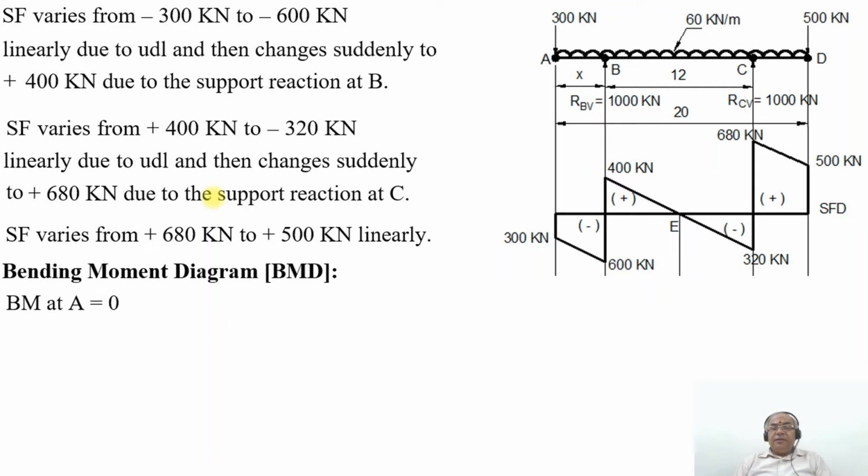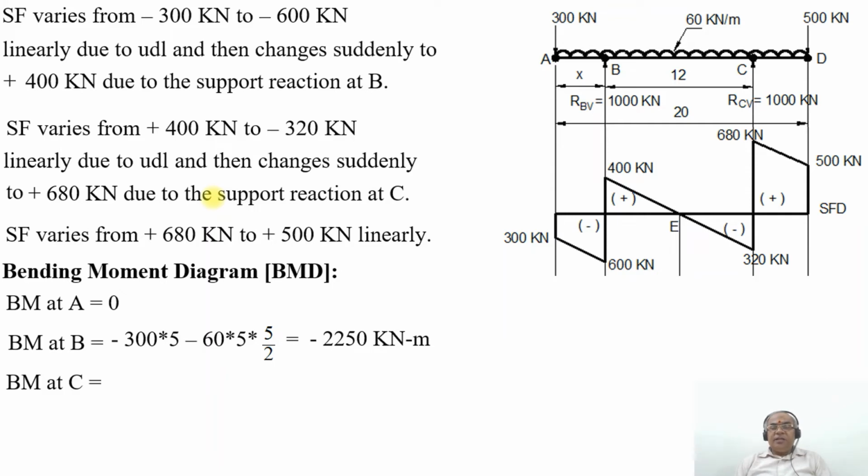So BM at A will be equal to 0. BM at B will be equal to minus 300 into 5 minus 60 into 5 into 5 by 2. On simplification, you will get it as minus 2250 kilonewton meter.